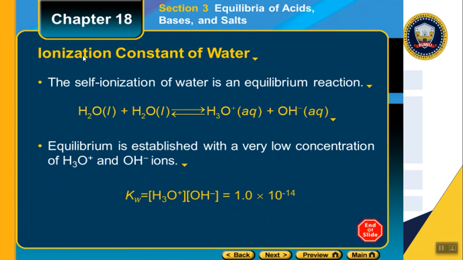Now, the ionization constant of water. The self-ionization of water is an equilibrium reaction. Why an equilibrium reaction? Because the concentration of H3O equals the concentration of OH, so there is no change in the pH. So the equilibrium is established with a very low concentration of hydronium ion and OH. So now Kw equals the concentration of the hydronium ion times the concentration of hydroxide ion, which equals this value as mentioned before.